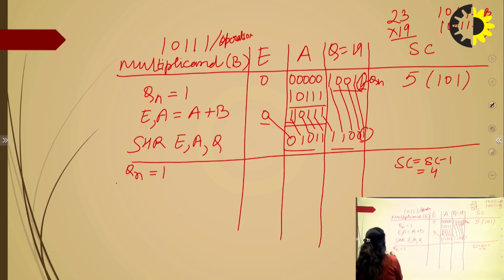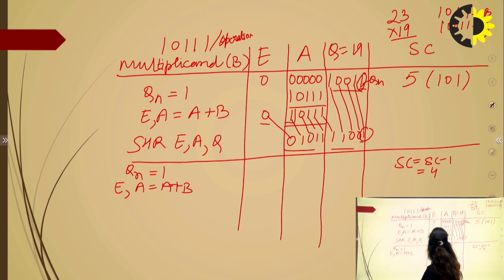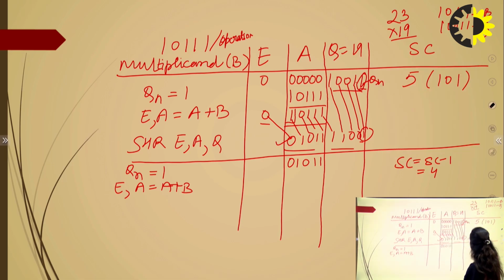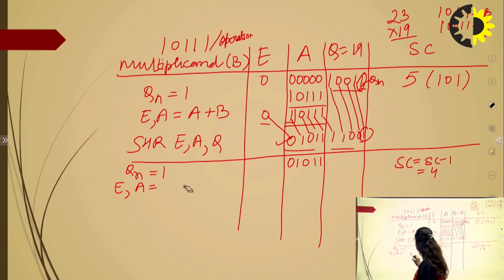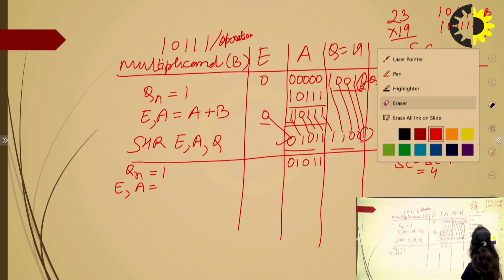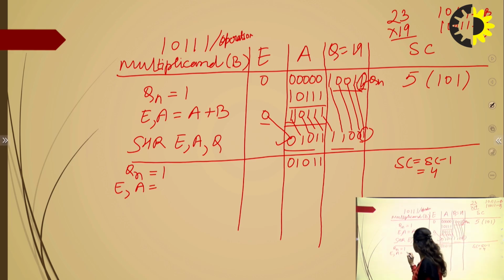So Qn again is 1. And what we have to perform? We have to perform again EA equals A plus B. Now we have to take the updated value of A, which we obtained in the previous step after performing addition and then the shift operation. So the updated value of A is 0 1 0 1 1. Now we have to perform addition with our binary B. It will be like this, A plus B.